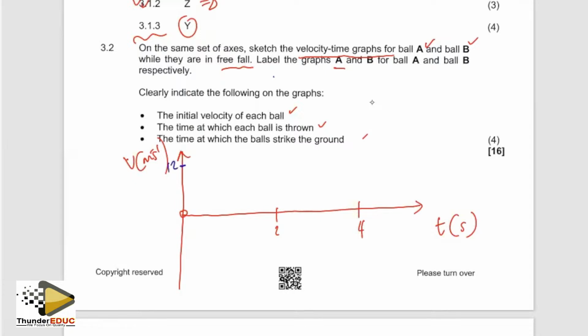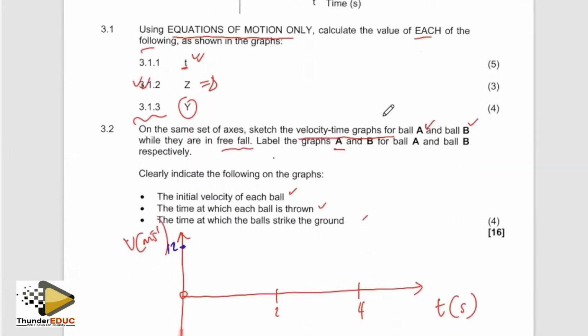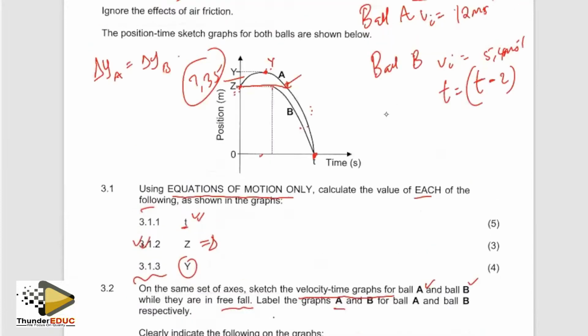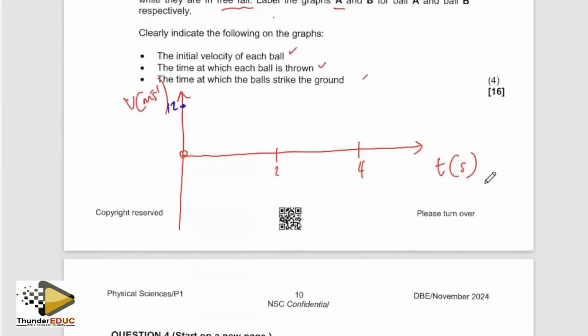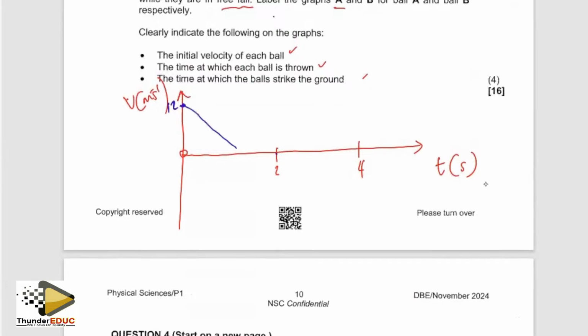So if that is our 12, I know that it will reach the maximum height around about this point, just before the other ball is projected, which means before the 2 second mark. Can have it somewhere in that direction. And then it moves until the 4 seconds. I don't know what velocity it will be here. So I'm going to label it as ball A, graph A.